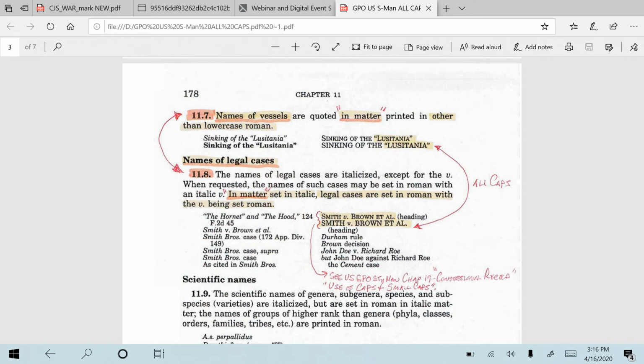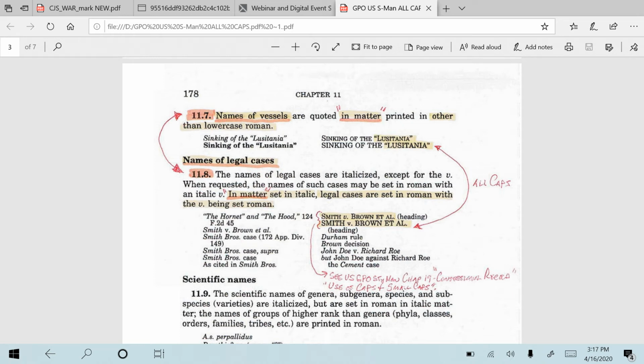So it's showing you what a vessel is according to them. Names of vessels. Oh, they're just giving you a name with the Lusitania. If they were giving you names of vessels, they would have more than just one vessel on here. They're telling you what a name of a vessel looks like, because names are quoted in matter printed in other than lowercase.